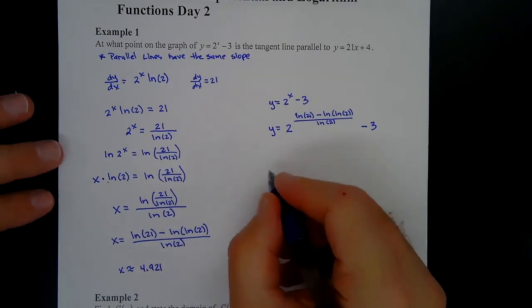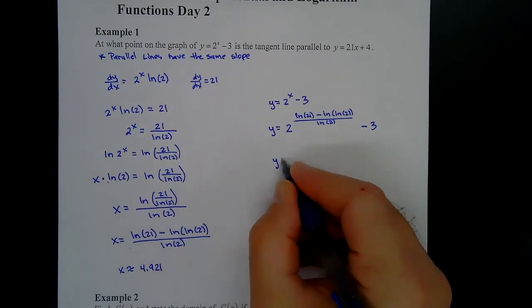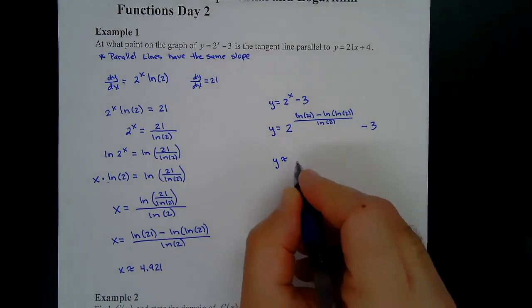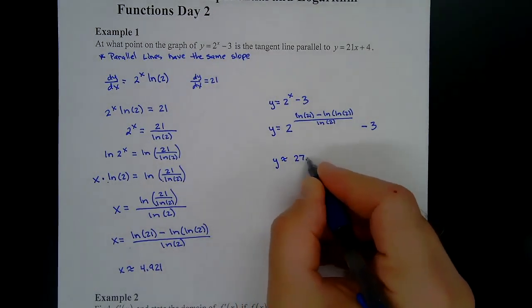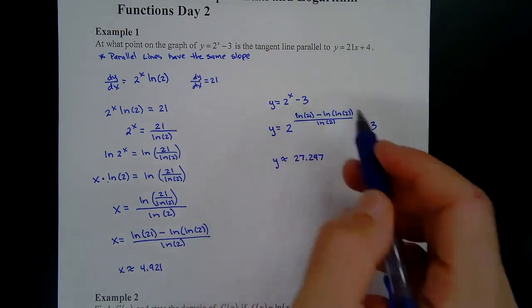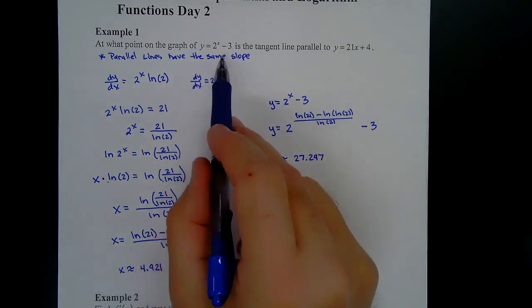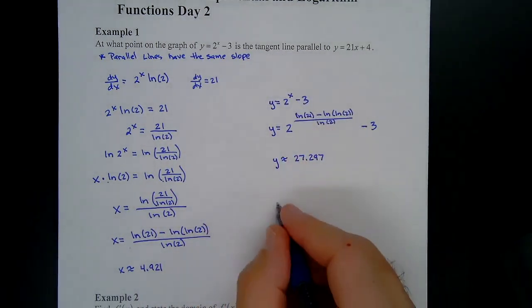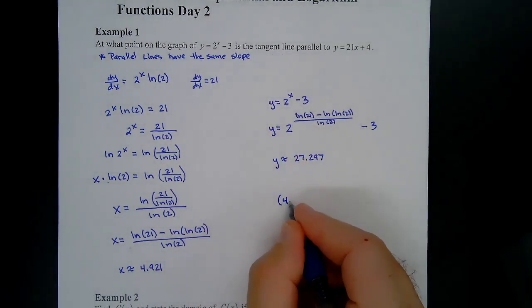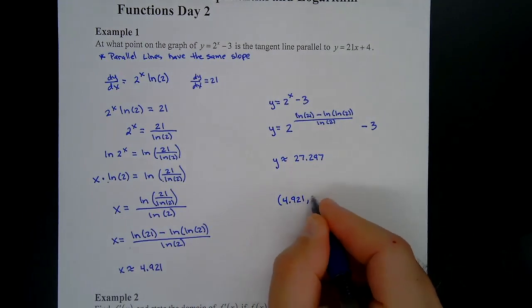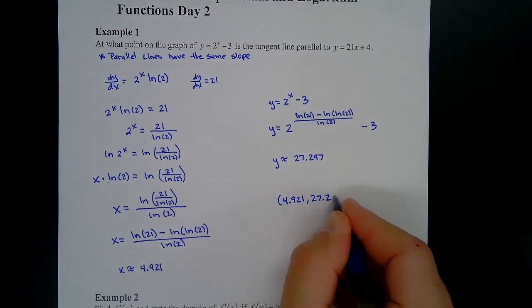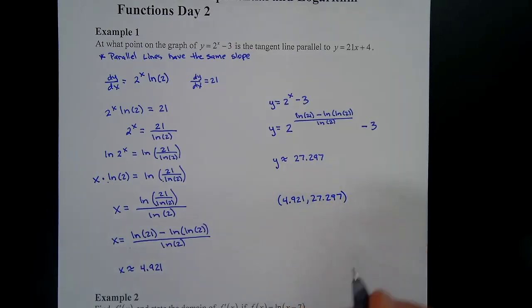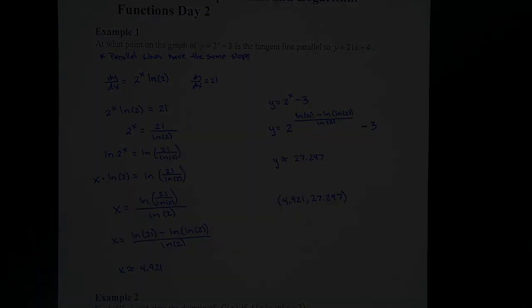So after putting that into my graphing calculator, I get y is about 27.297. So the point on this curve that has a tangent line that's parallel to this would be at the point 4.921, comma 27.297. All right, let's go to the next problem.